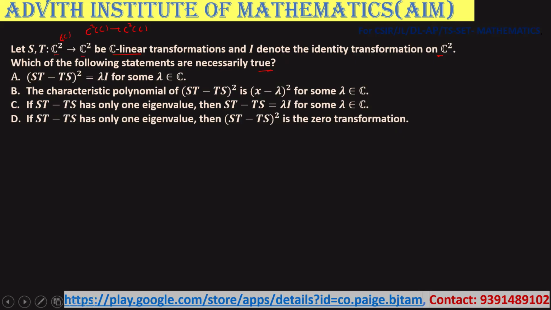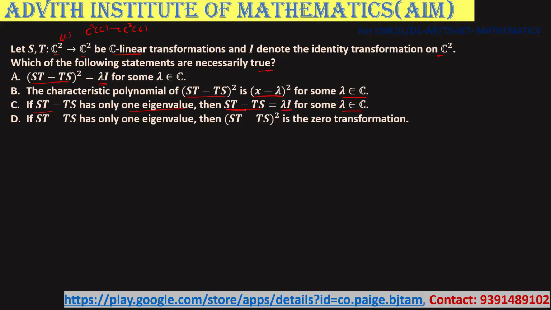Option A: (ST minus TS) whole square equals lambda times I. That means (ST minus TS) whole square is a scalar matrix. The second one: the characteristic polynomial of (ST minus TS) whole square equals (x minus lambda) whole square for some lambda belonging to C. And option C: if ST minus TS has only one eigenvalue, then ST minus TS can be written as lambda I for some lambda belonging to C.